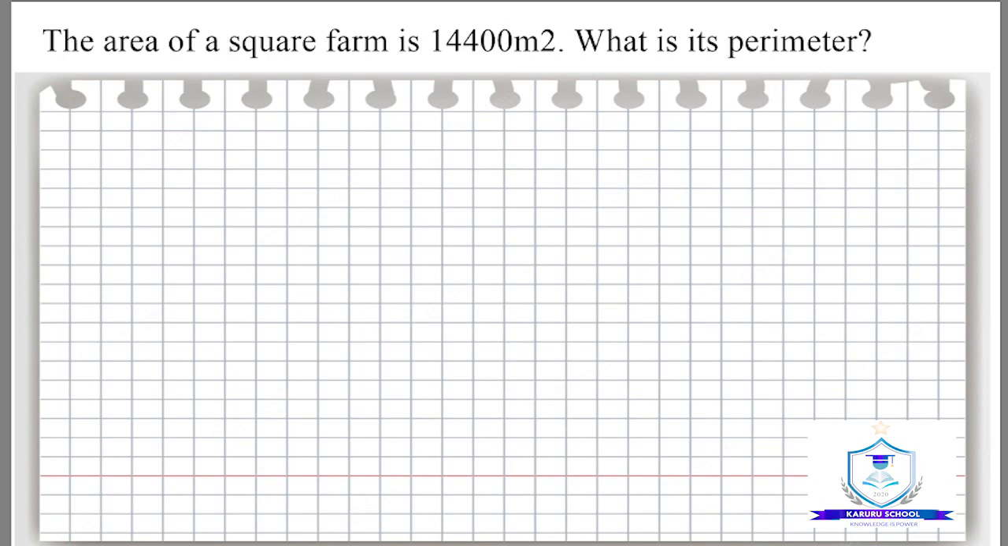In today's presentation, we are going to tackle the following question. The area of a square farm is 14,400 meters squared. What is the perimeter of the square farm? So to tackle this question, we will first of all need to sketch the farm, which is a square farm.